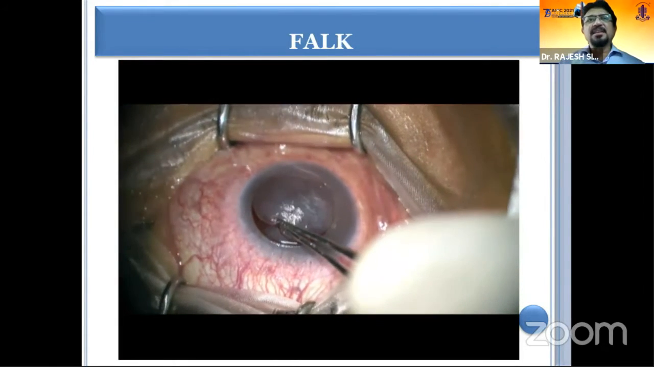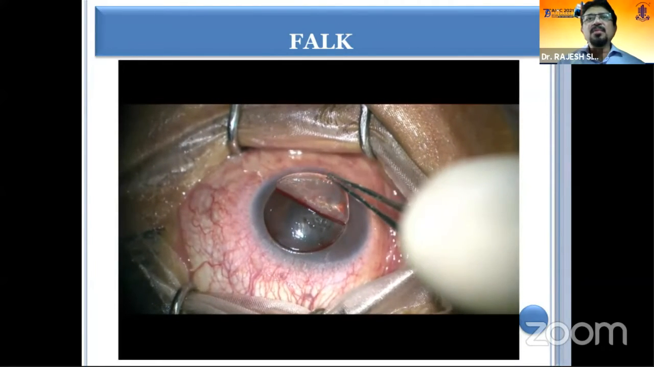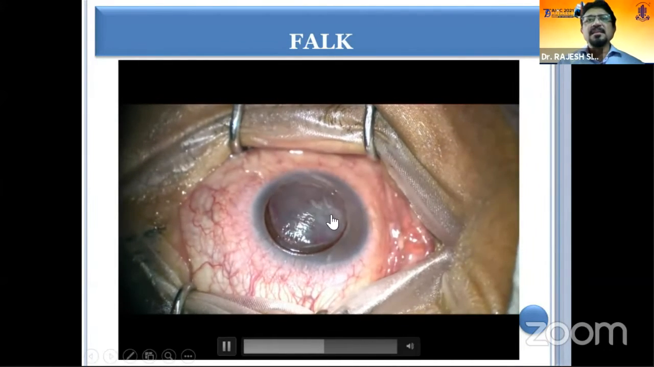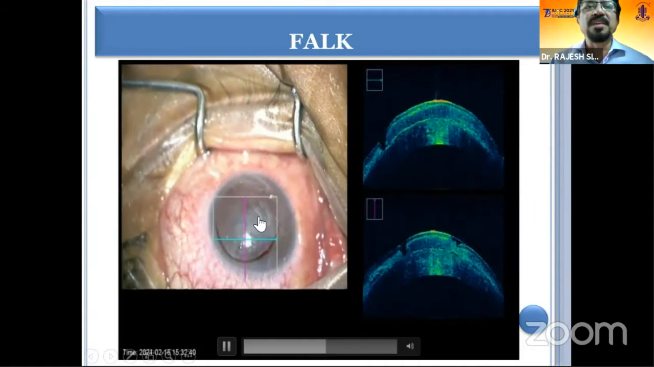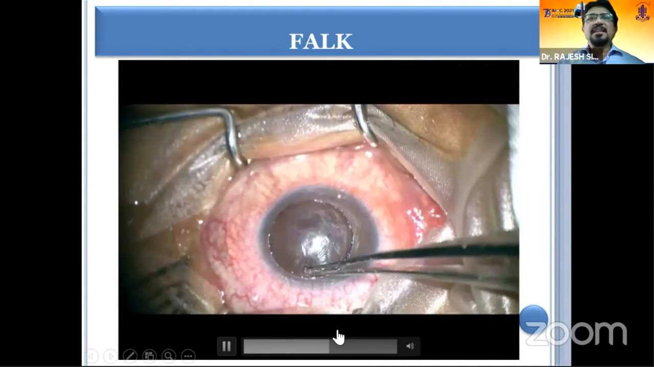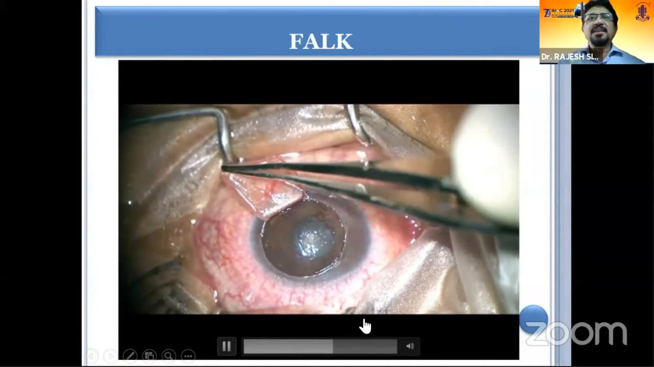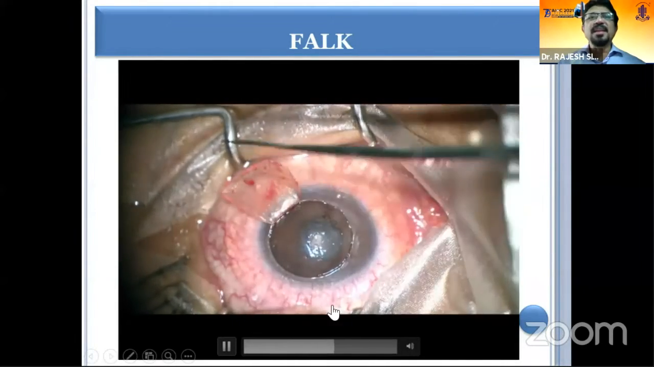Now, once you have dissected the tissue, you take the patient to the main OR, and then you remove this dissected tissue. You can see how opacified it is because of the scar, and as you have dissected it already, removing is very easy.